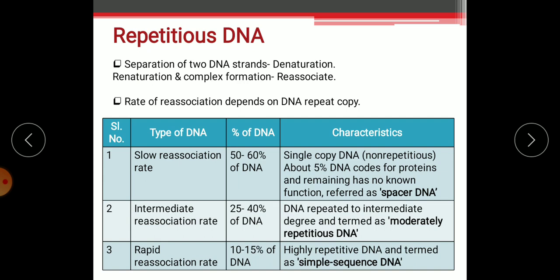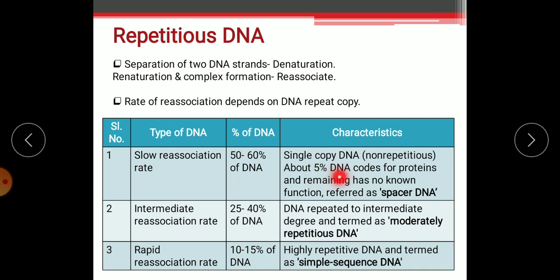First, whenever there is a slow reassociation rate, meaning the reconstitution or double helical structure formation rate is slower, then there will not be any repetitious DNA. As the rate is slower, this is directly proportional, so there will be the single copy of DNA which is non-repetitious, and about 5% of the DNA codes for proteins, and the remaining has no such known function, which is referred to as the spacer DNA. Spacer DNA and protein coding DNAs are there.